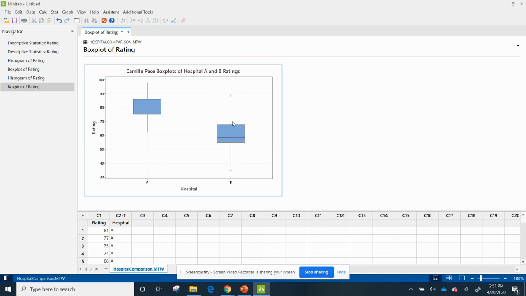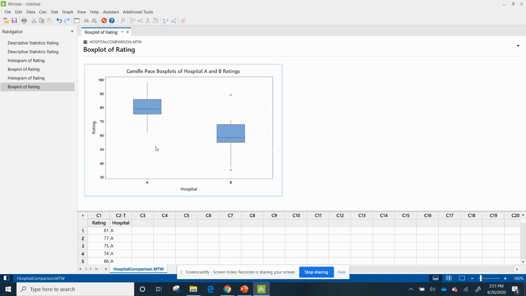Hospital A. Well, think about it. Almost all of the data for Hospital B is below the first quartile for this. That's crazy. So almost 100% of this data is less than 25% of that data. So that's kind of crazy. Something's going on with Hospital B's ratings.